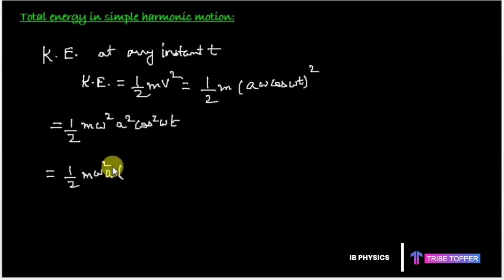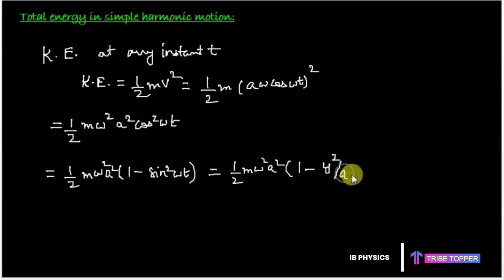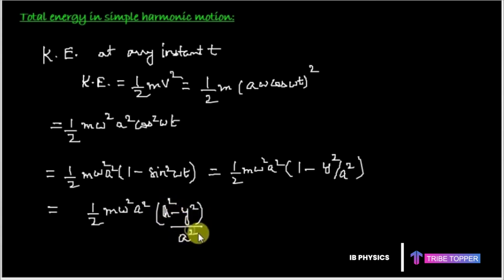We can keep a square outside here. Cos square omega t is 1 minus sine square omega t. So we can write this as half m omega square a square into 1 minus y square upon a square, because y is a sine omega t, so sine omega t would be y by a, so this becomes y square by a square. So this is half m omega square a square into 1 minus y square by a square, which is a square minus y square upon a square, and this a square would cancel out. So I get the expression for kinetic energy as half m omega square into a square minus y square.